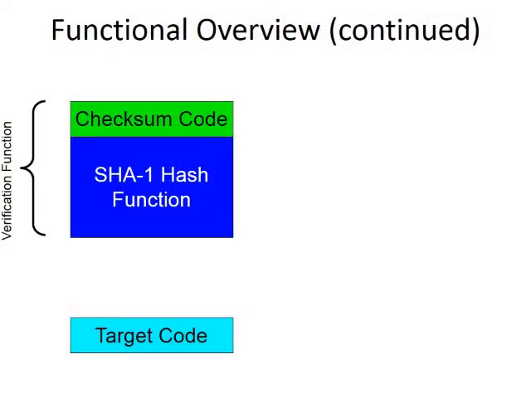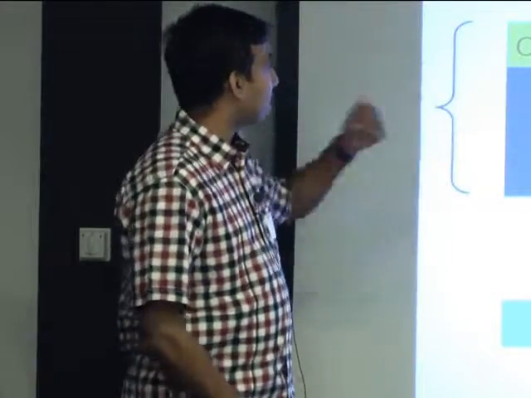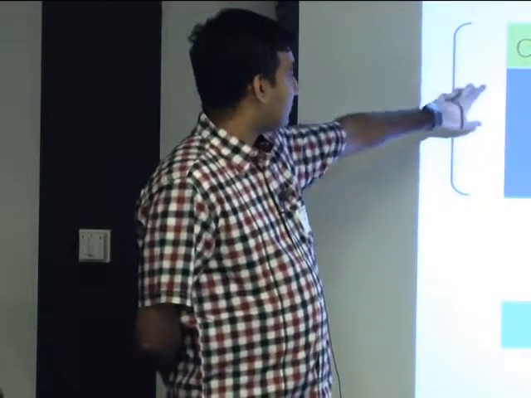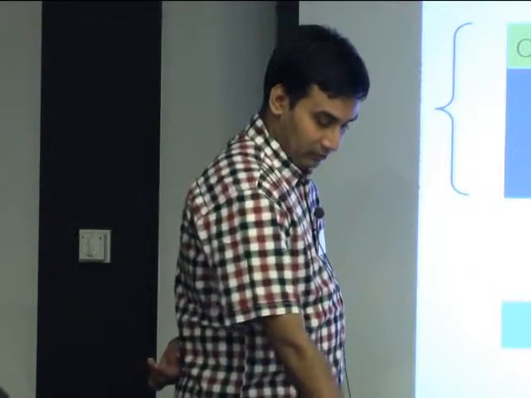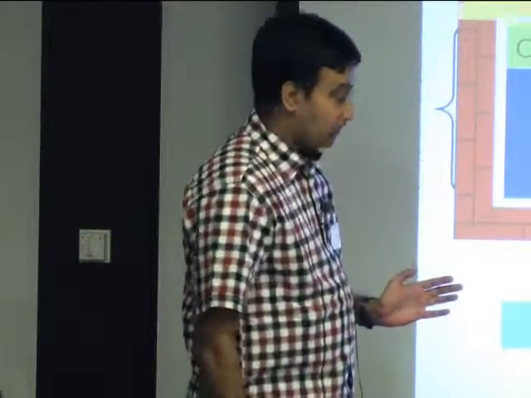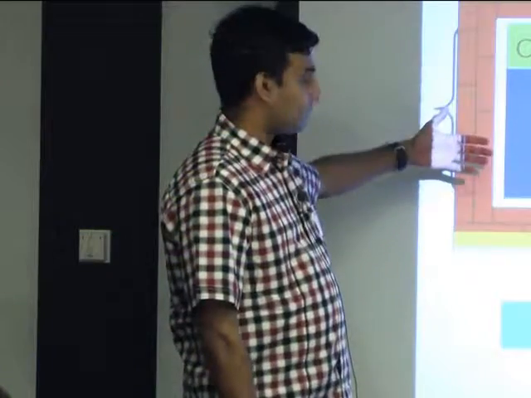Pictorially, what we did is we generated, well, so part of the screen is cut off here. We developed what's called a verification function, which is a combination of a checksum code and a SHA-1 hash function. And what that verification code does is it first sets up this UEE by setting up the appropriate CPU and memory controller state. Then it computes a checksum, both over the state itself and over this checksum code and the hash function. So in other words, the checksum code is self-checking, right?